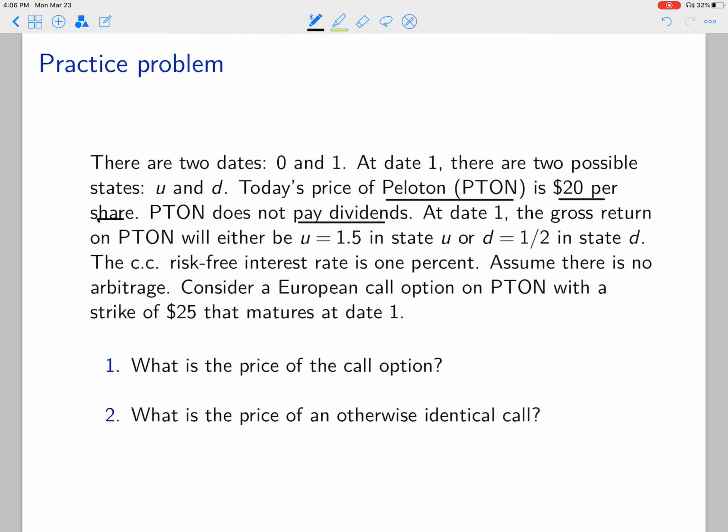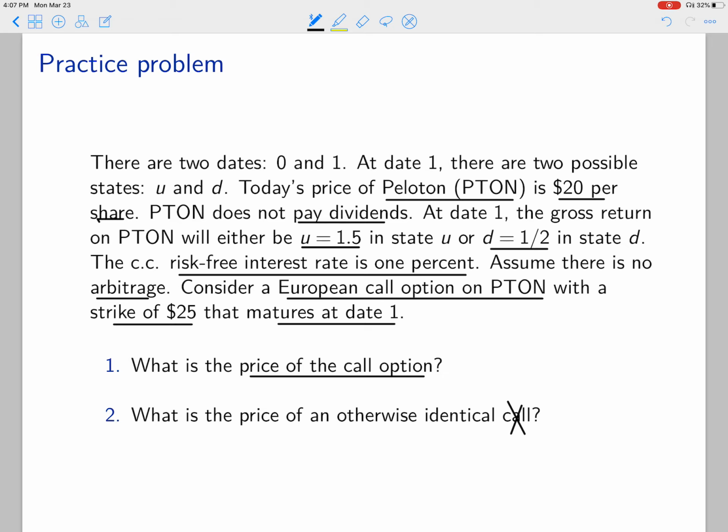Okay. This time, instead of getting SU and SD, we're given the gross rates of return, which in all honesty is basically the same exact thing. We know the gross rate of return in the upstate is either 1.5 or 1/2 in the downstate. Continuously compounded risk-free interest rate is 0.1% in this case, no arbitrage. We have a European call option on Peloton with a strike of 25, maturity of 1 year. We want to know the price of the call option, and then we want to price an otherwise identical, excuse me, this was a typo on the slides. We want to price an otherwise identical put option. Okay, so price the call, then price a put, which we haven't learned how to do yet, actually.